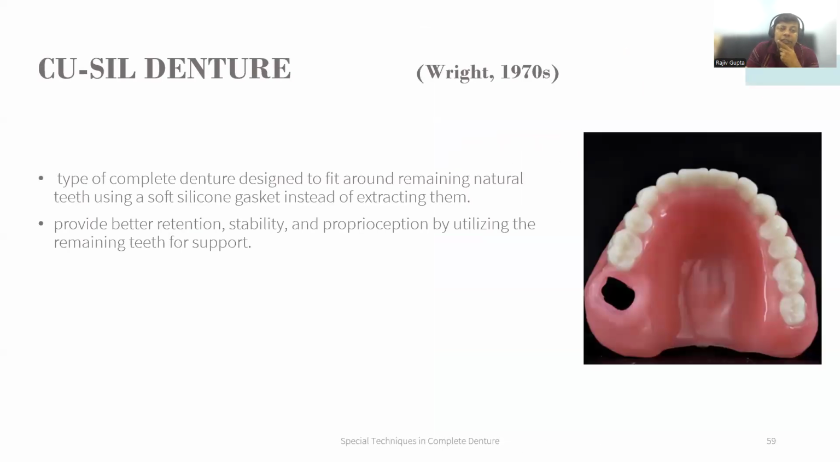Another special condition is our QC denture, that was introduced by Wright. It is the type of complete denture which is designed to fit around the few remaining natural teeth present. In this situation, if you see, only one molar is present and the patient doesn't want to go for extraction, so that particular tooth can give proprioception, or the feel of confidence, to the patient. To achieve better retention, stability, and proprioception, that tooth has been preserved. But if we go for a conventional denture, we will not be able to get the right seal or the vacuum. So we have to go for a QC denture.